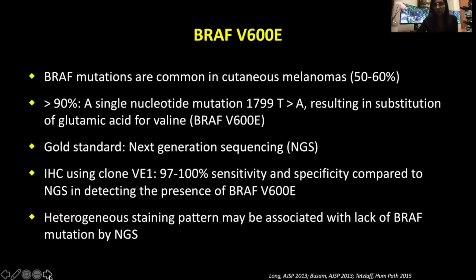So in terms of immuno for this V600E mutation of BRAF, we use the VE1 clone. It has 97 to 100% sensitivity and specificity compared to NGS in detection of the presence of BRAF V600E mutation. One pitfall is when we see a heterogeneous staining pattern in the immunohistochemical study, it can be associated with lack of BRAF mutation by NGS. So in those cases, we have to recommend to correlate with the NGS result.